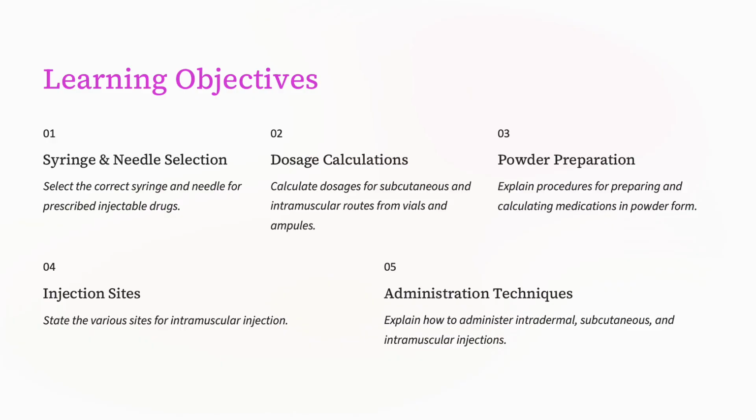and how to administer either an intradermal, which is like a TB skin test just under the skin, subcutaneous for medicines like insulin and heparin, and then an intramuscular injection. So any injection that goes in the muscle, a lot of times those are vaccinations or antibiotics.